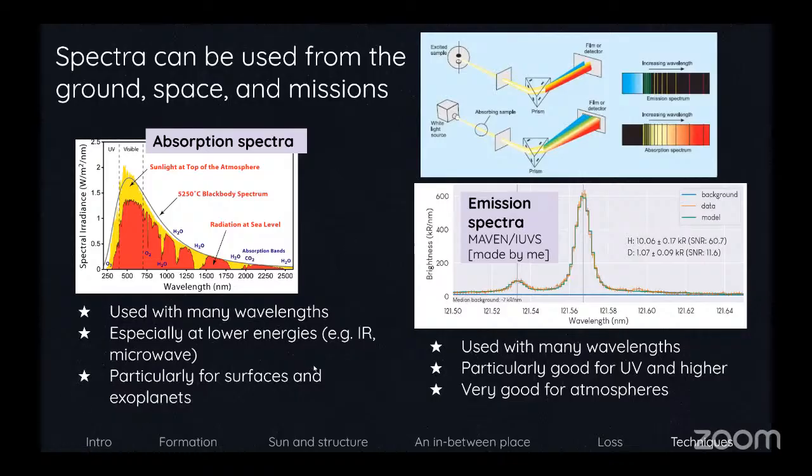These are used especially at lower energies like infrared, microwave, and of course the visible too, and are very useful for studying surfaces in the solar system and planets around other stars. We also have the emission spectra, where this is one that's on the top.